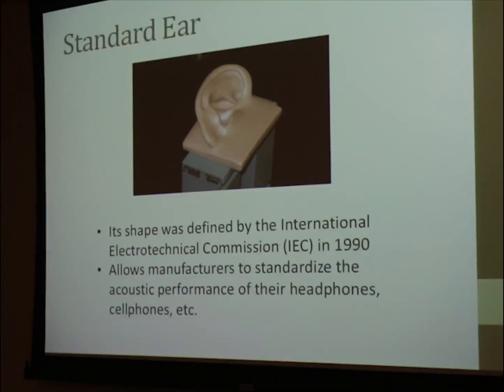Okay, so we need to go into this whole standard ear thing. It was defined by the International Electrotechnical Commission in 1990, and it allows manufacturers to standardize the acoustic performance of their headphones or cell phones or whatever. But the problem with this thing is that it's the agreed standard, so it's not the average ear by any means. It's just, hey, let's just say this is the ear. This is the ear we're going to standardize everything to. And I just think that's ridiculous.